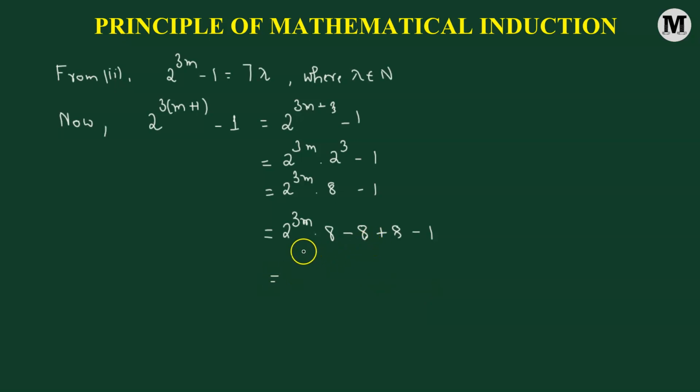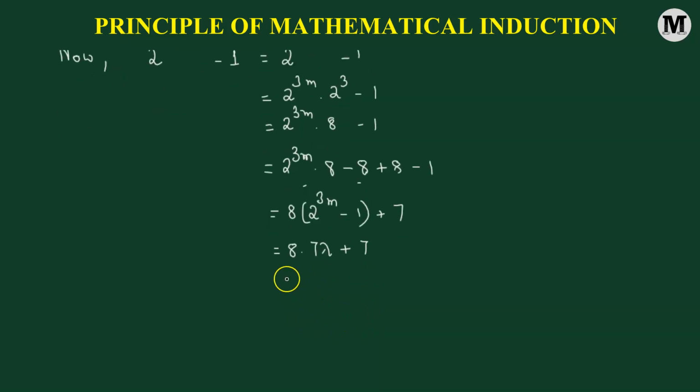This will become evident in a moment, why we are taking this extra term. Now from the first term and the second term, if we take 8 as the common factor, that leaves us with 2 raised to the power of 3m minus 1 added to, now what is 8 minus 1? That's simply 7. We have already mentioned that 2 raised to the power of 3m minus 1 can be expressed as 7 times lambda. So we are going to replace it with 7 times lambda added to 7. Now in both terms, we have 7 as the common factor. If we take 7 as the common factor, we have 8 times lambda plus 1.